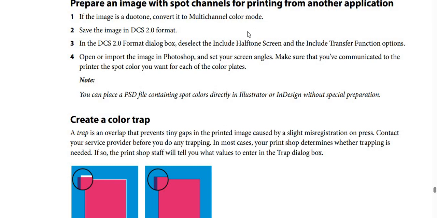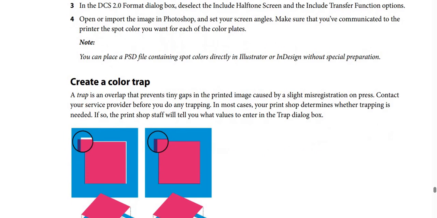How to create a color trap. A trap is an overlap that prevents tiny gaps in the printed image caused by a slight misregistration on press. And contact your service provider before you do any trapping.